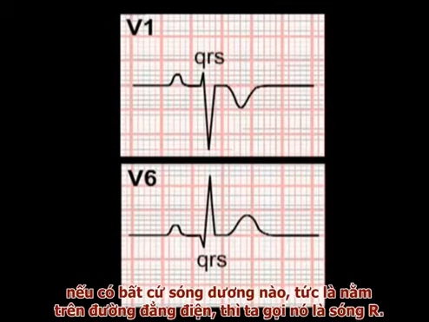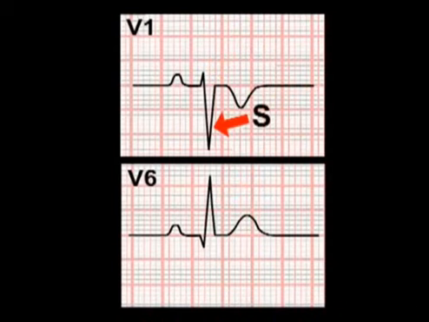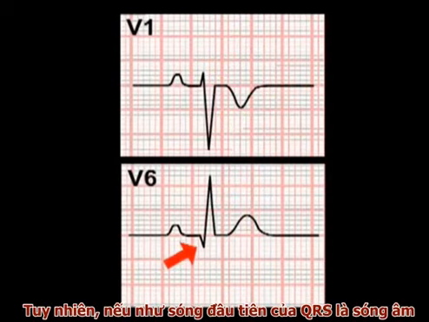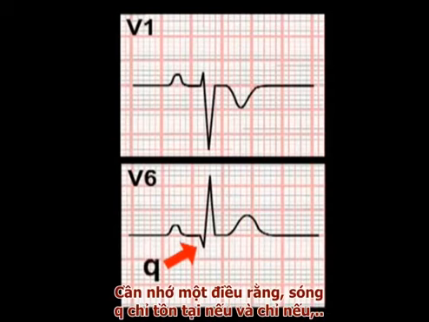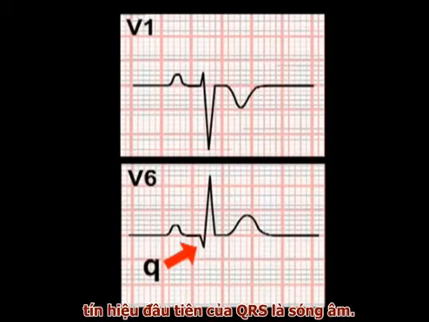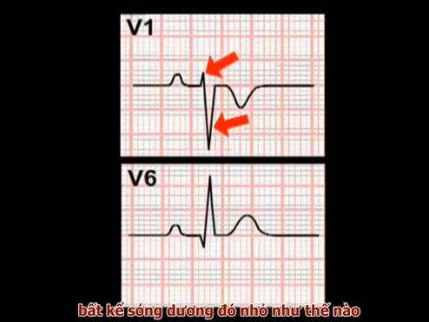Within the QRS complex, any positive deflection, that is, a deflection above the isoelectric line, is termed an R wave. Any negative deflection which follows an R wave is termed an S wave. However, if the first deflection of the QRS complex is negative, this deflection is termed a Q wave. This is important. A Q wave can only exist if and only if the first deflection of the QRS complex is negative. A negative deflection following a positive deflection, no matter how small that positive deflection may be, is an S wave.